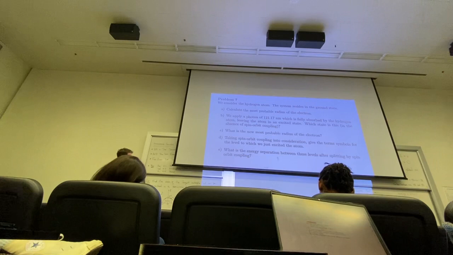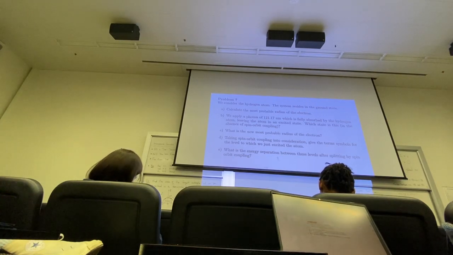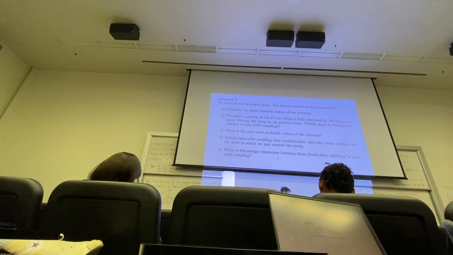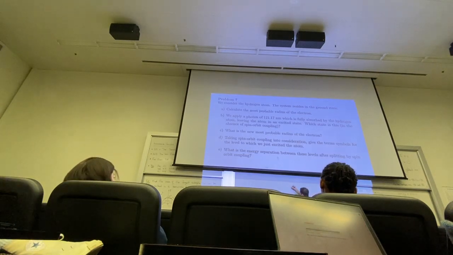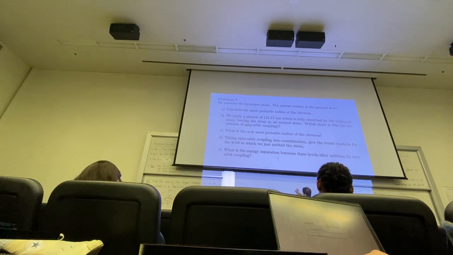So now, taking the spin-orbit coupling into consideration, give the term symbols for the level to which we just excited the electron. This is very similar to problem 6. Because what I have here is L equals 1, S equals 1/2, J equals 1/2, comma 3/2. Therefore, I find 2P1/2 and 2P3/2. Very similar. When a single electron sits in a P subshell, then these are the two term symbols.